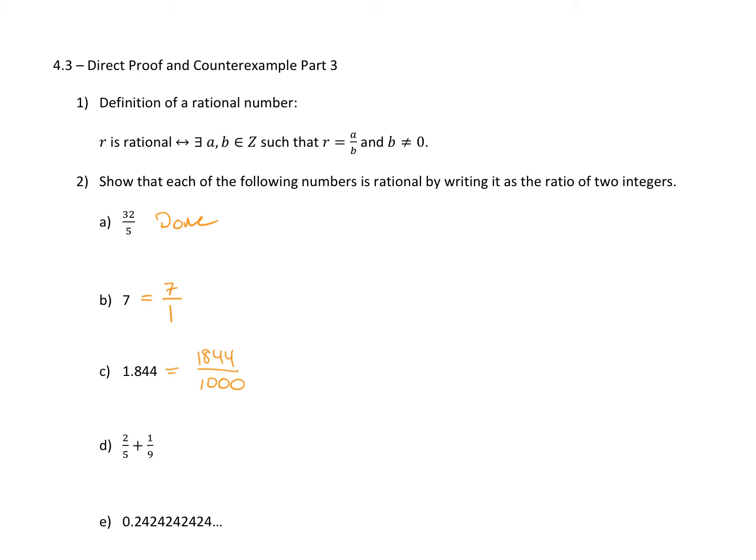And then 2 fifths plus 1/9, we know that that's rational. We can know that it's rational by adding them together, right? So this is 18 45ths plus 5 45ths, getting a common denominator, which is 23 45ths, ratio of two integers.